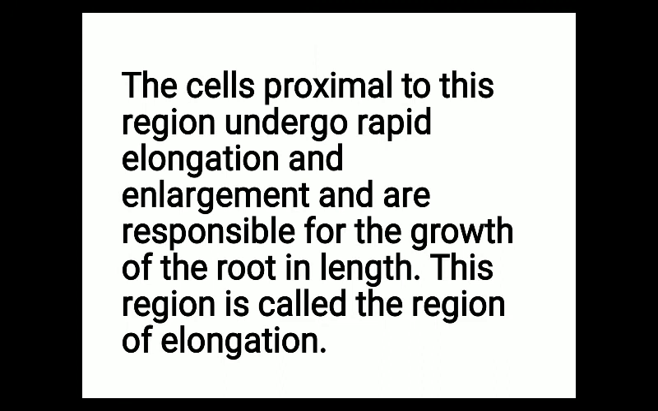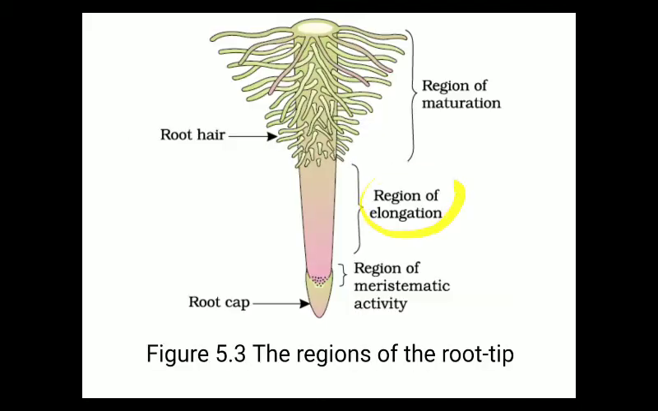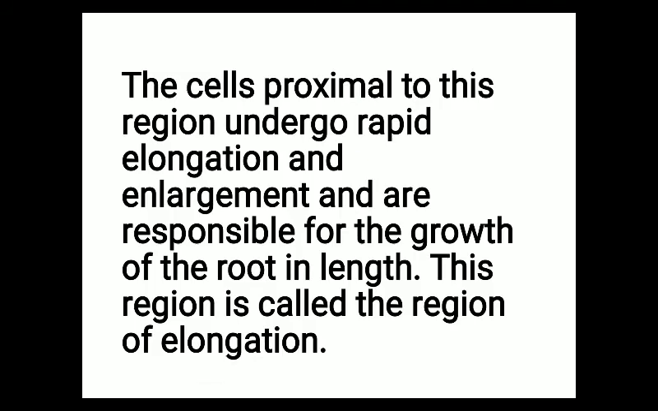The cells proximal to this region undergo rapid elongation and enlargement and are responsible for the growth of the root in length. This region is called the region of elongation. So this is the region of elongation, just nearby to the region of meristematic activity. And what is the speciality of this region? This region undergoes rapid elongation and enlargement.